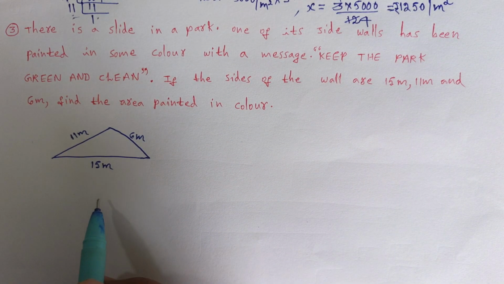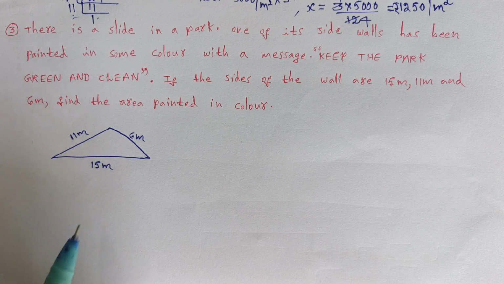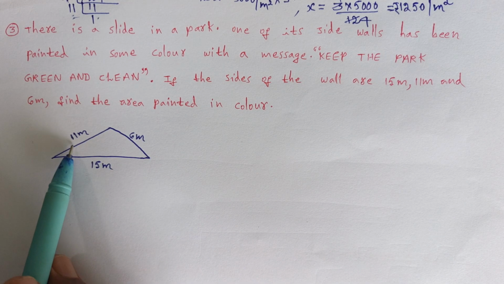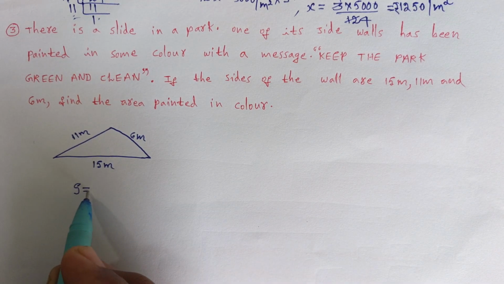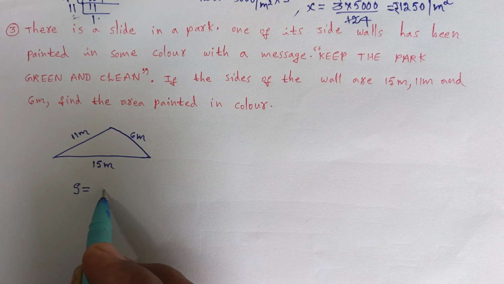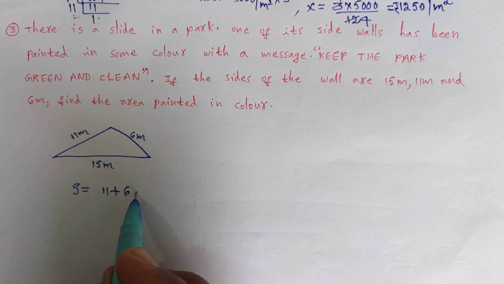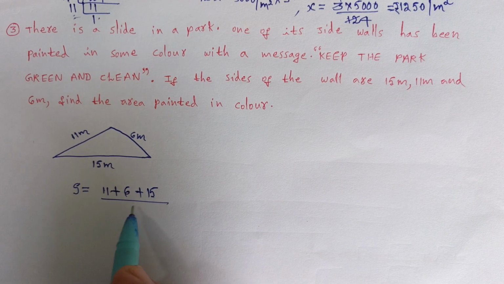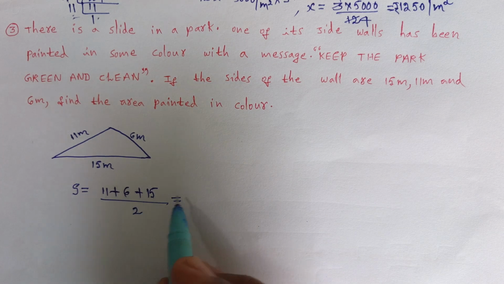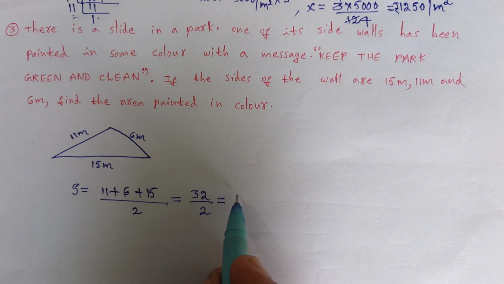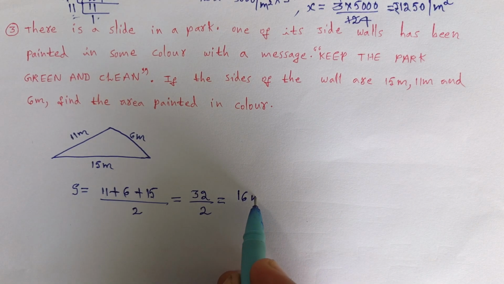So in this problem, you can take this side wall of that park. So 11 meter, 6 meter, 15 meter. So directly we will calculate the half of the perimeter, by adding these three sides divided by 2. So 11 meters plus 6 meters plus 15 meters divided by 2. So that is 11 plus 6 is 17, 17 plus 15 is 32, divided by 2. So that means we will get here 16 meters.